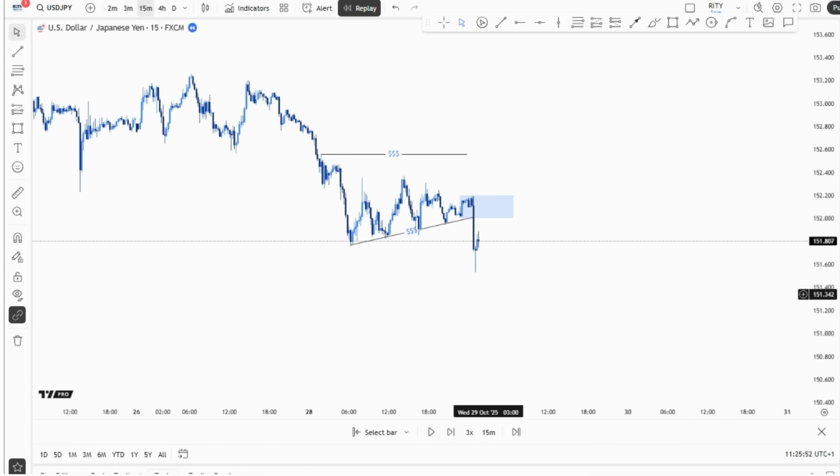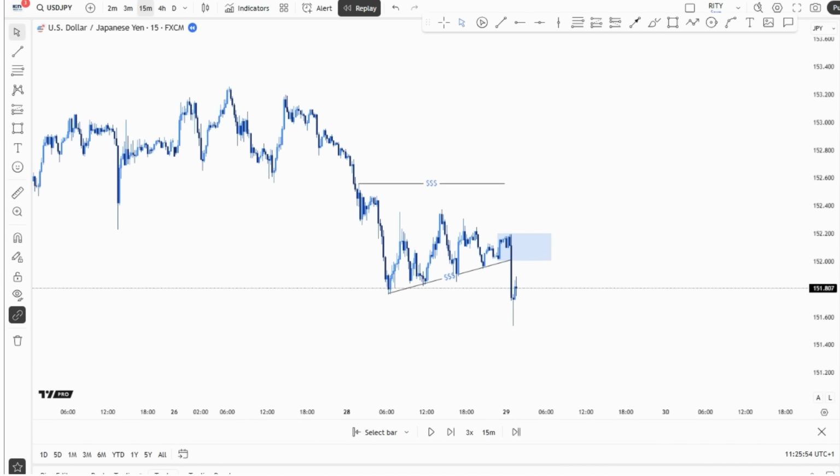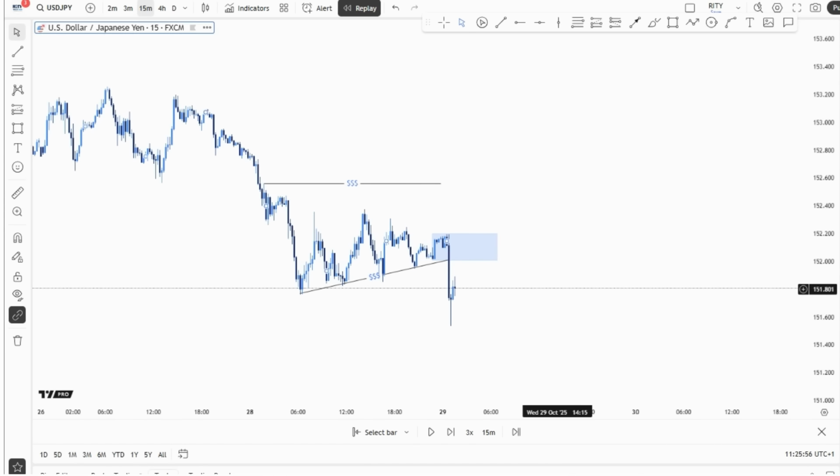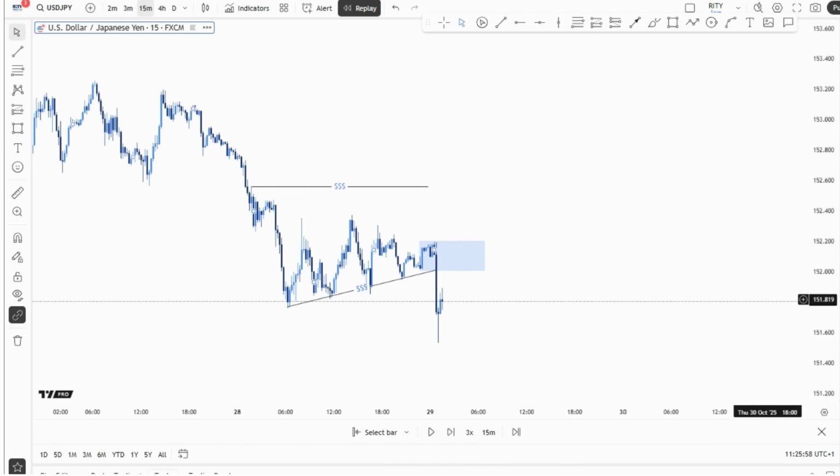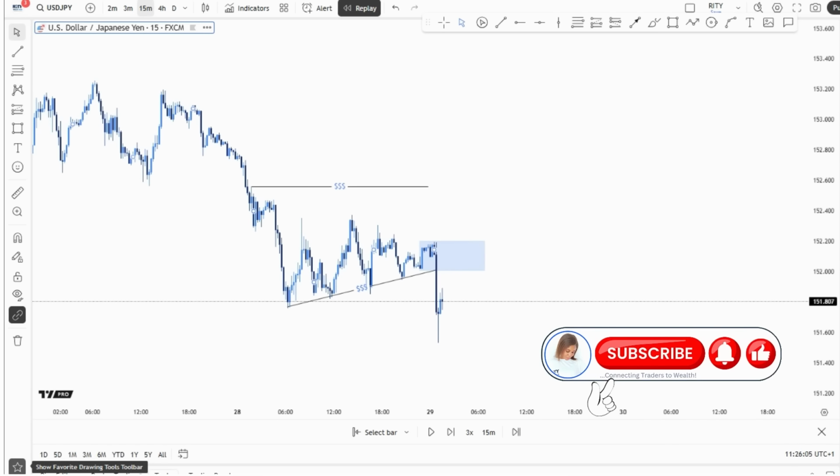So based on this, now that we have clearly seen that price has grabbed liquidity, it means that price still wants to continue on the bullish side. Remember, liquidity fuels the market. Now that you understand liquidity, let's connect it with market structure. Market structure tells you where price is heading next.